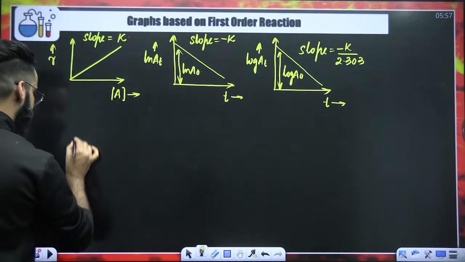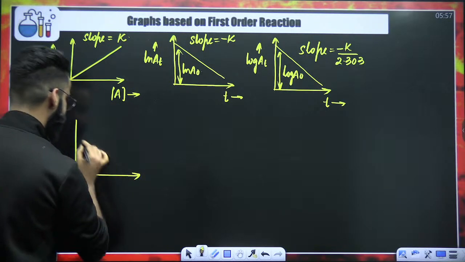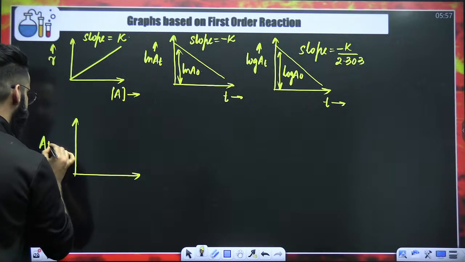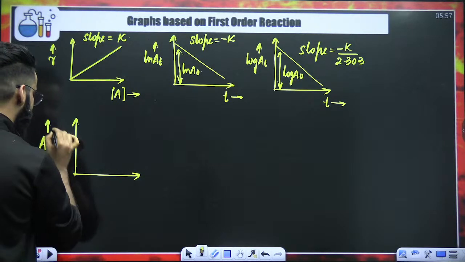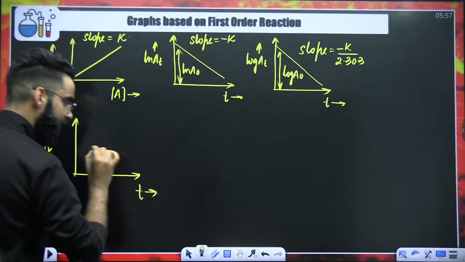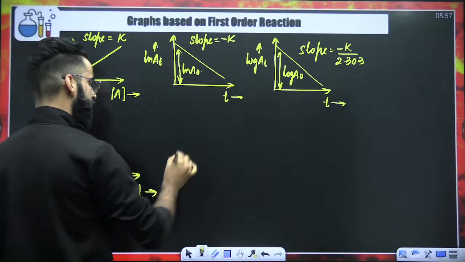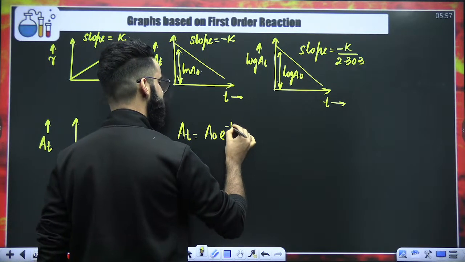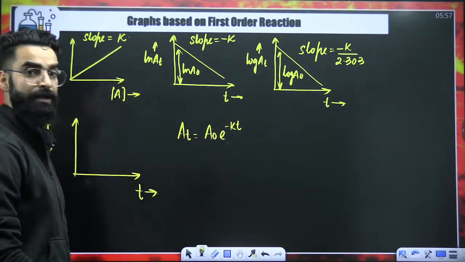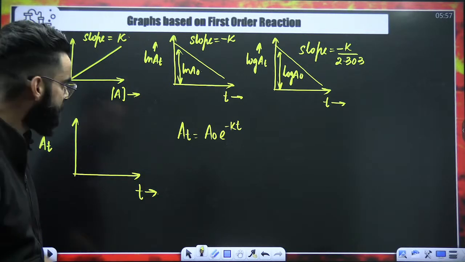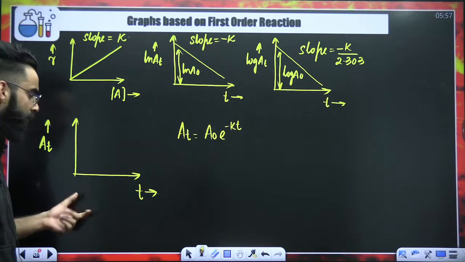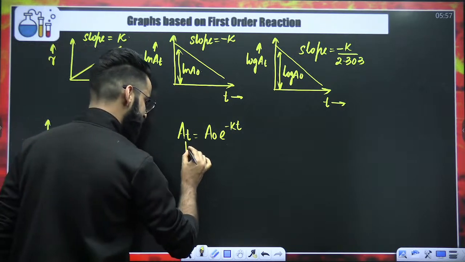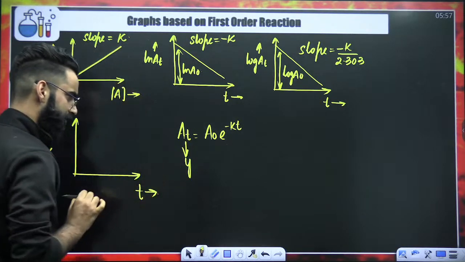Now, for example, you have to make a graph. The graph is between At versus t. Two minutes back only I gave you one equation. I told you At is A naught e raised to power minus kt. Now, as you can see over here on this curve, At you are plotting along which axis? At you are plotting along y-axis.